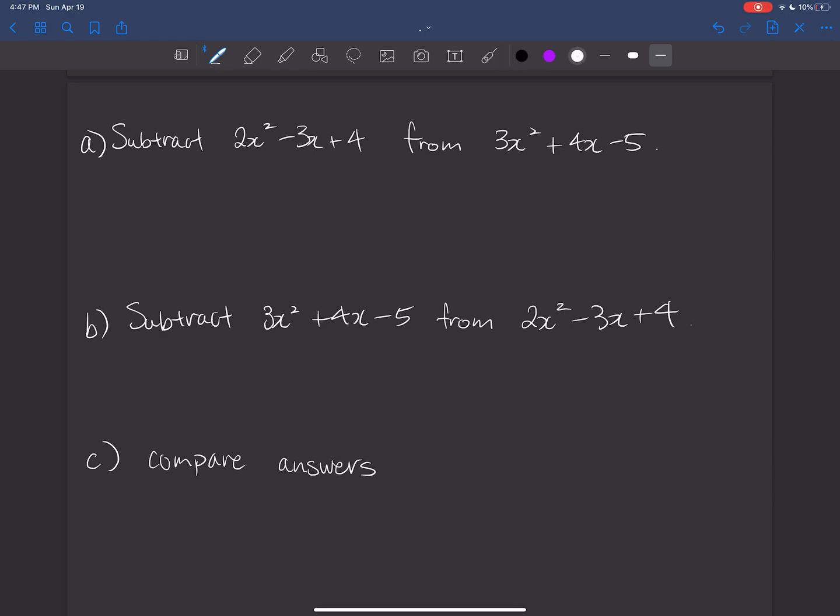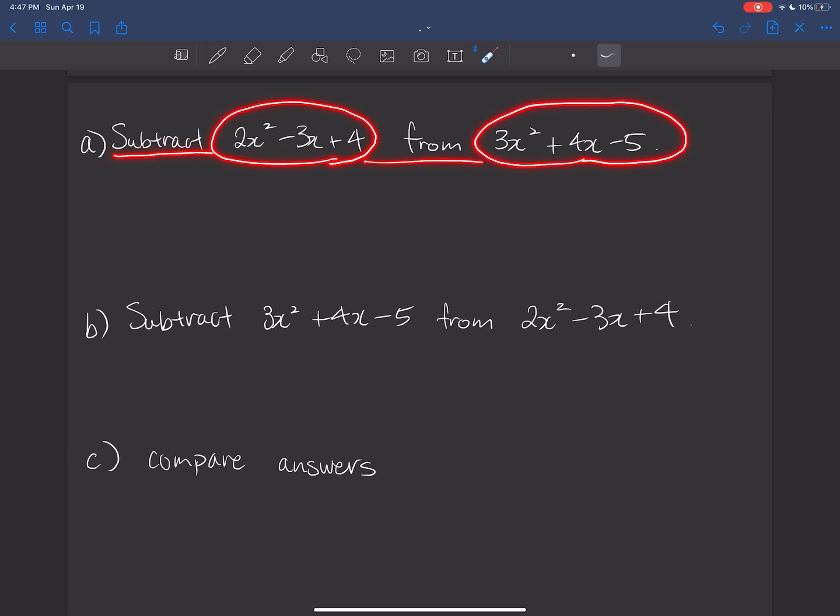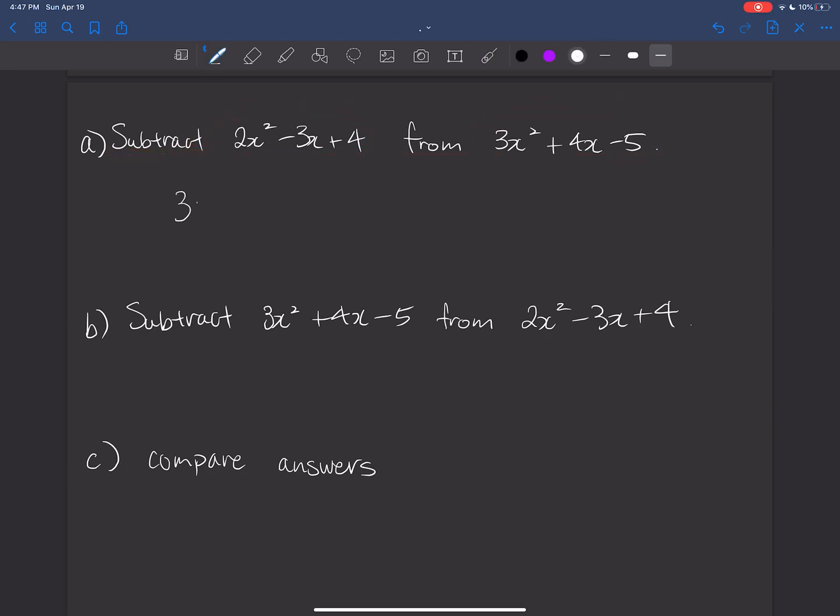All right. So first up, in this question, it says to subtract 2x squared minus 3x plus 4 from 3x squared plus 4x minus 5. So subtracting, the mathematical operation would look like minus, so we are subtracting this bunch from this bunch. Okay, then how do we do this?